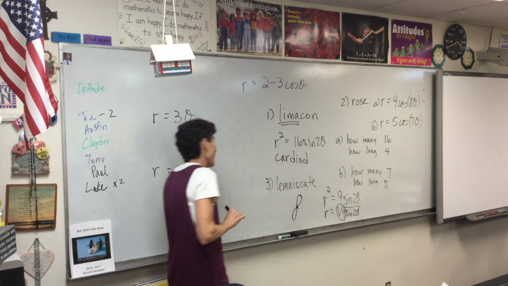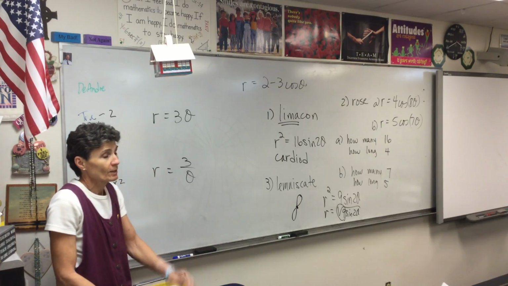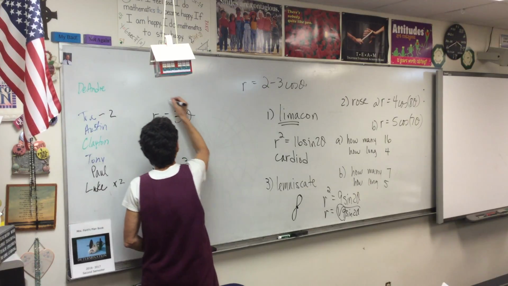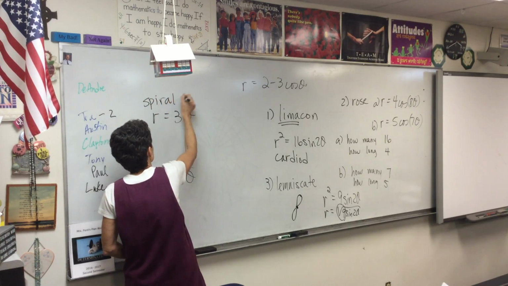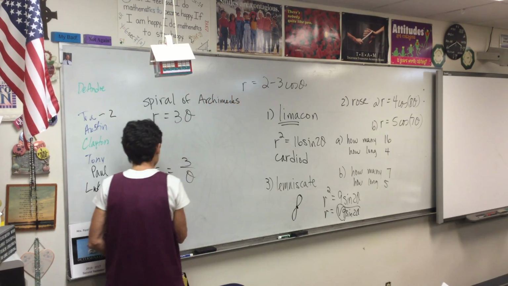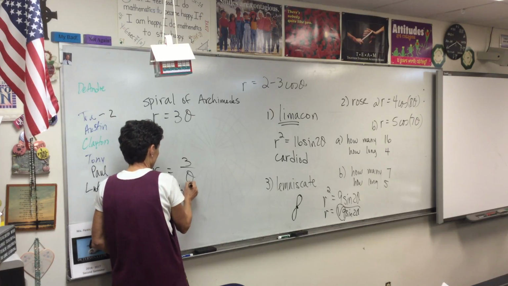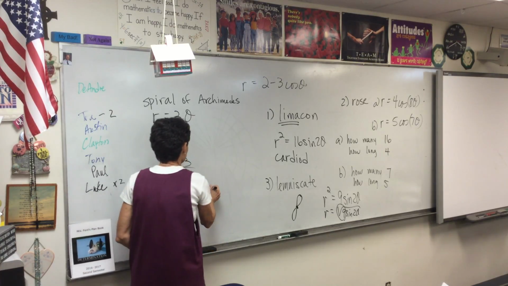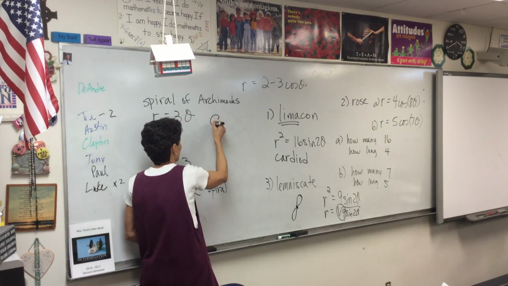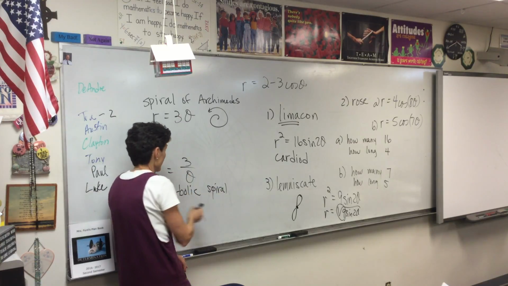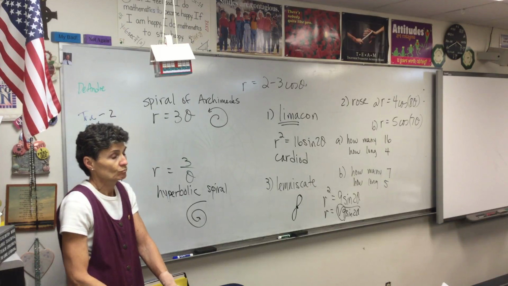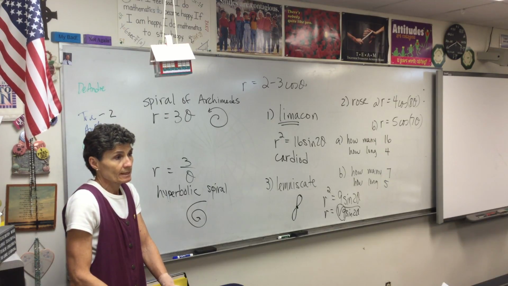Okay? Now, which is which? Who knows which is which? One of them is the spiral of Archimedes, and that's this one. The spiral of Archimedes. And the other one is a hyperbolic spiral. That's this one. This is the one that starts here and goes out. This is the one that starts out here and comes in. That's all you have to know.